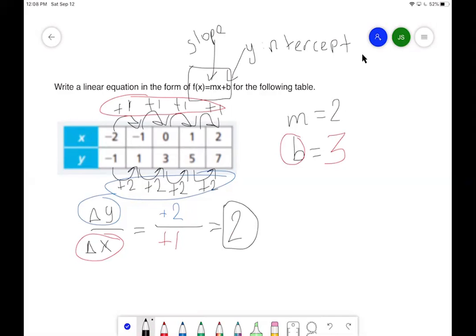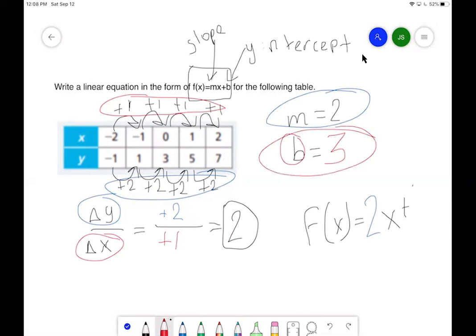Once you have what your m is and what your b is, you can simply write the equation again by plugging in the numbers. So I'm going to grab the equation again, f of x equals, and I know what my m is. I know my m is 2, so I'm bringing 2x plus, and I need to check what my b is. My b is 3. And that's it. That's my answer. F of x equals 2x plus 3. That'll be my final answer for this one.